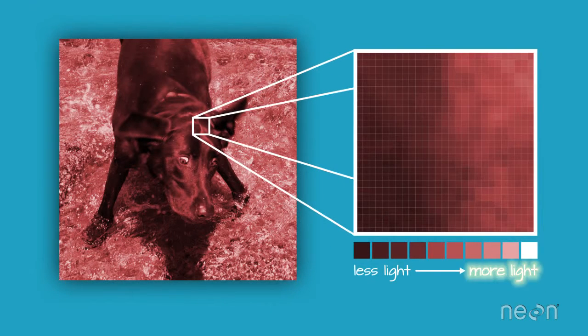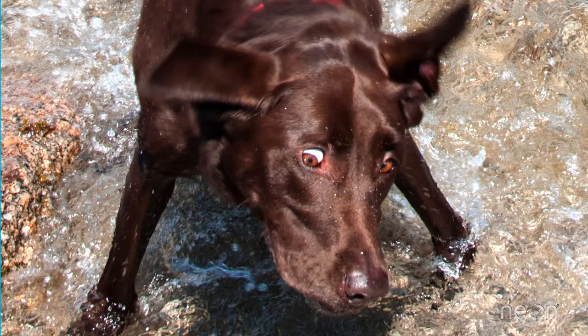Here's the red band on its own. Brighter pixels mean that more light was reflected by objects in the image and recorded by the camera in the red part of the electromagnetic spectrum. The darker parts are areas where less light was recorded. When we combine the red, green, and blue bands together, we get an image that looks similar to what we see through the camera lens.